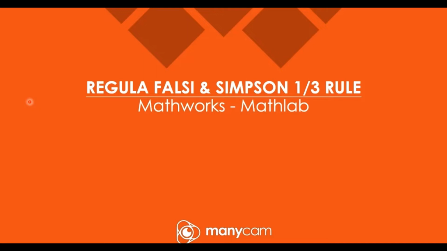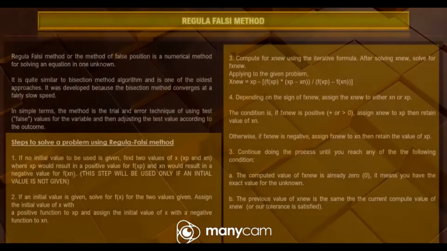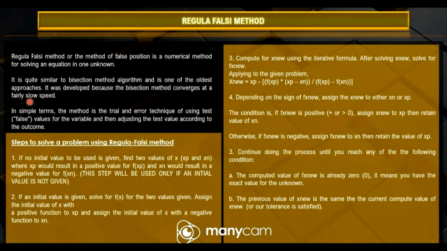Good day, everyone. I will be discussing the Regula Falsi and Simpson's rule to be implemented using the MathWorks MATLAB software. So first, let's discuss what the Regula Falsi method is. Regula Falsi method, or the method of false position, is a numerical method for solving an equation in one unknown. It is quite similar to the bisection method algorithm and is one of the oldest approaches. It was developed because the bisection method converges at a fairly slow speed.